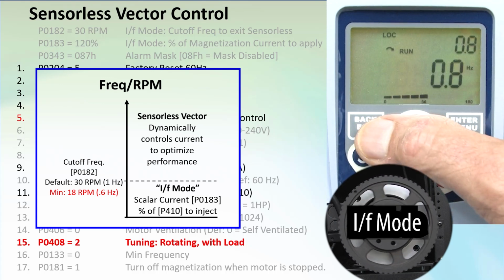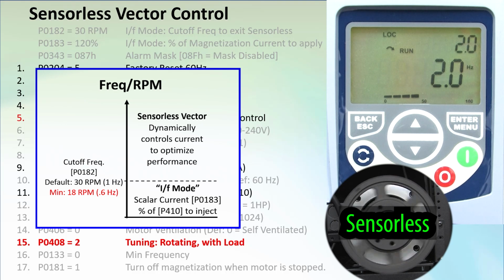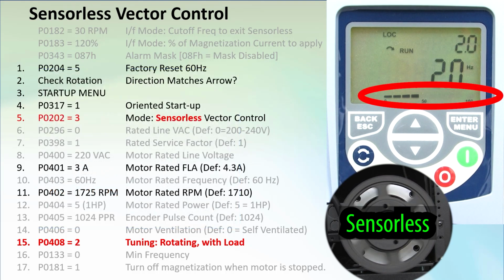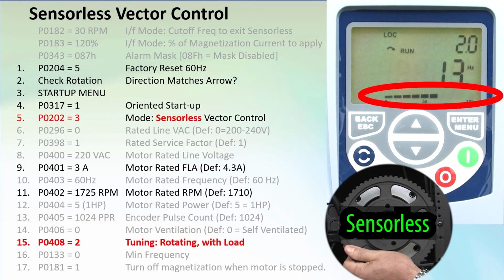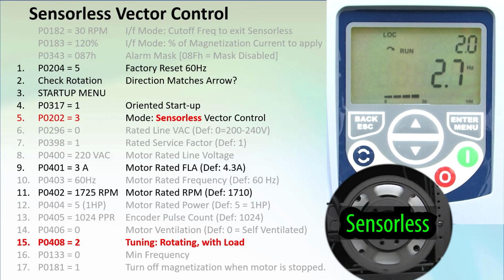Let's go back up to 2 Hz where we know the drive is using sensorless vector control. And just like with the full vector control using the encoder, if we watch the current on the bar graph and I grab the pulley, we see the drive try to do everything it can to get the pulley moving again at the RPM we requested. Volts Hertz won't react like that. So it looks like sensorless vector is doing its thing.